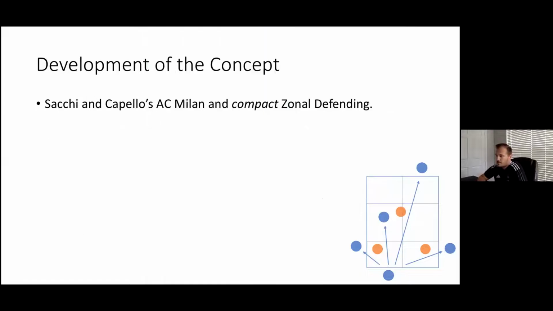At the same time, here on the flip side of the coin, Arrigo Sacchi, and who took over after him quite quickly was Fabio Capello at AC Milan, developed more compact zonal defending, which, in contrast to what's been happening, wasn't as much man marking.